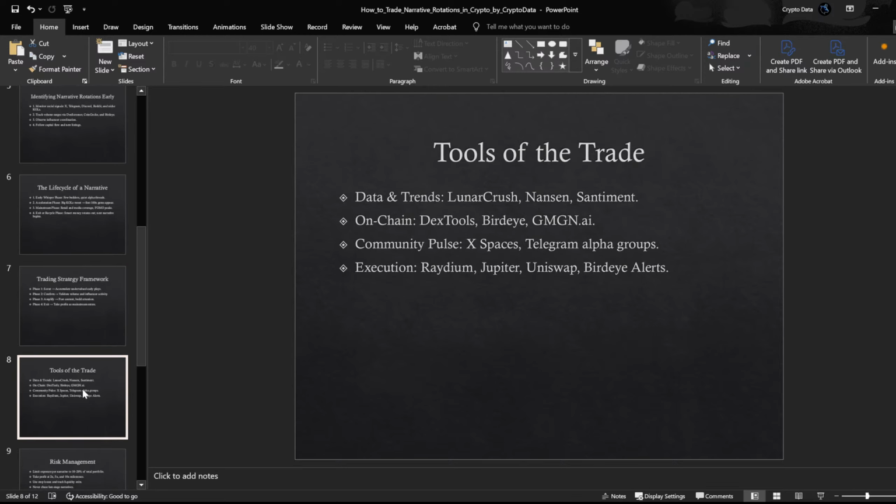Next, tools of the trade. So data and trends, okay? Things like LunarCrush, Nansen, Sentiment, etc. On-chain, you have DEXTools, Birdeye, GMGN. Community pulse, you have X Spaces, Telegram alpha groups.